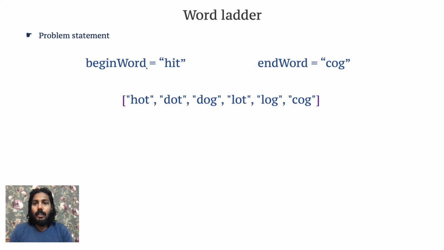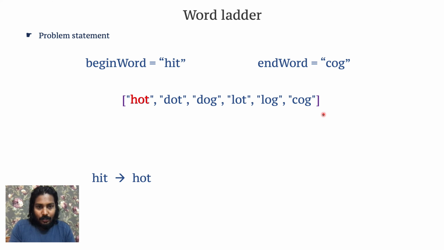Let's see with an example. We just want to change one letter here. The difference between these two words is just one character, right? So we can easily transform from hit to hot. We could change the H to any other character, but the resulting word should be available within this list. So we have to pick a word which is available in this list. If we change this word, the only possible option is hot.